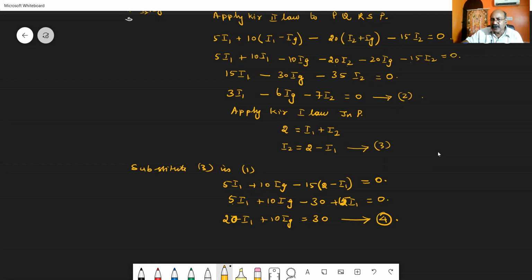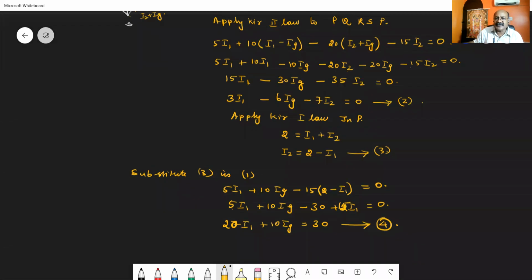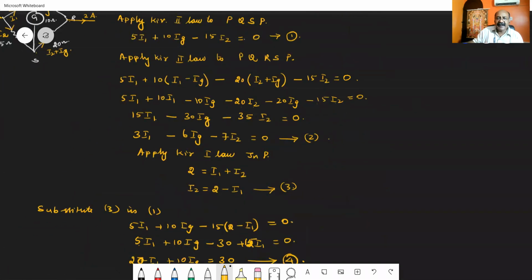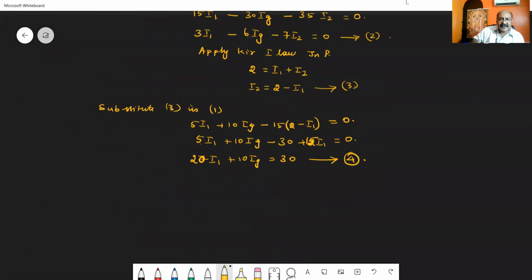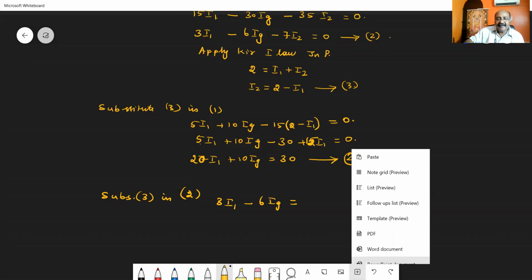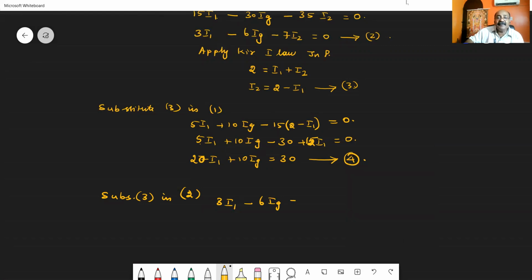Similarly, substitute the third equation in the second equation. Let's substitute. See, when I am substituting 3 in 2, what can you get? Again, you get 3I1 minus 6Ig is equal to, minus, what will be the value?